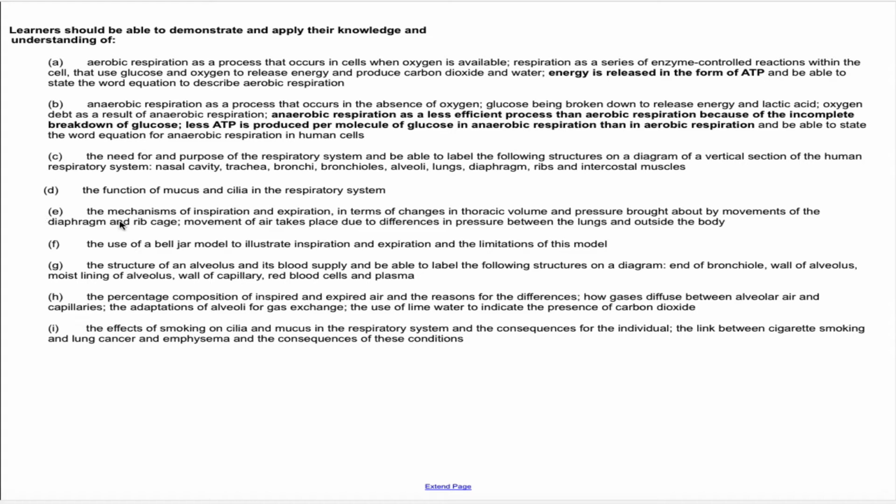We're going to cover the mechanism of inspiration and expiration, the use of a bell jar to try and model exactly how that works, and we'll include the structure of the alveoli, which you need to know. You need to be able to label that diagram to explain what makes it really good at its job, and then be looking very briefly at how the composition of inspired and expired air differs. You can probably already guess how that differs. I think we've mentioned it before, in fact.